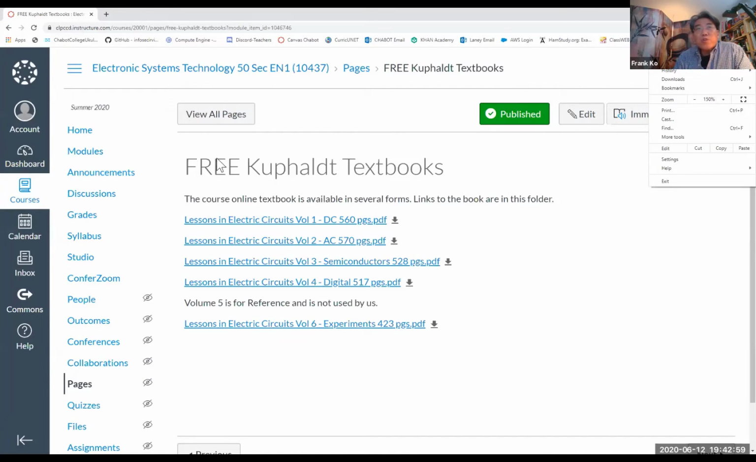Okay, so what you'll see here is Lessons in Electronic Circuits, Volume 1. It says DC. DC stands for direct current. There's 560 pages in there. No, we're not going to read all 560 pages during our 8 weeks together, but there's a lot of good reference material there that will carry you through our 8 weeks and beyond.